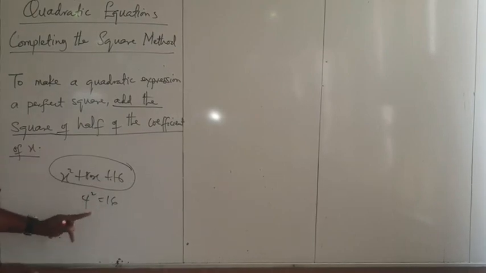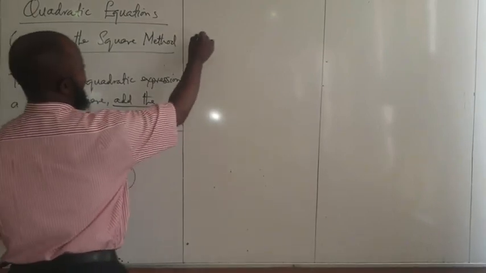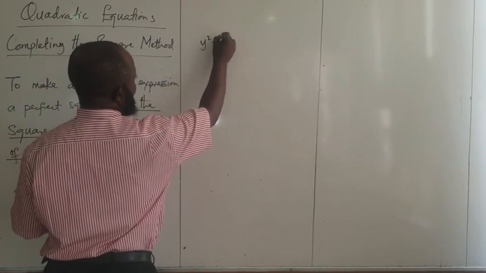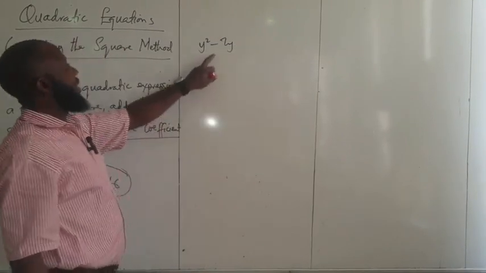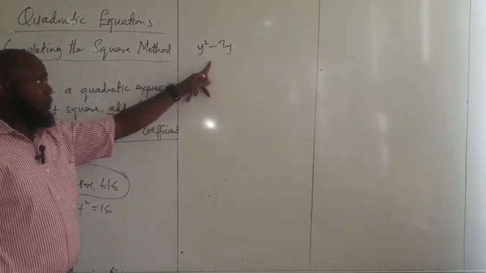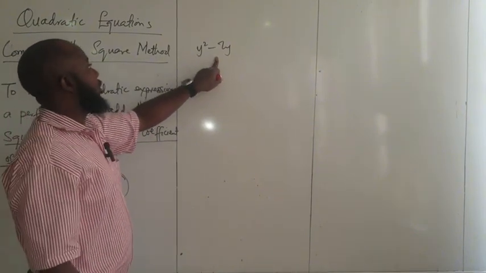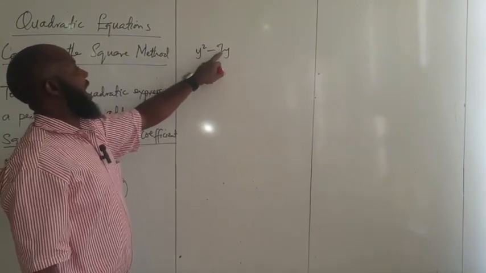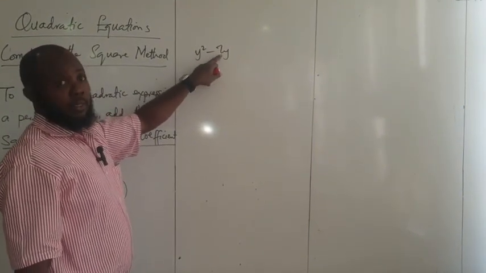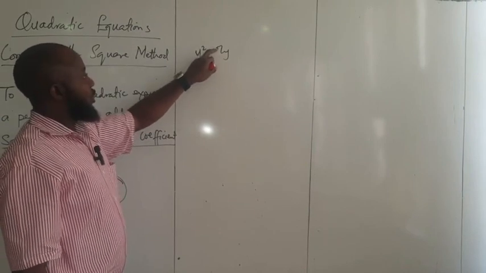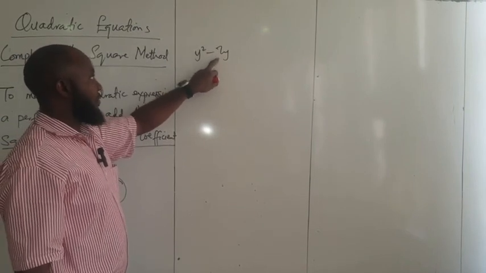I hope that is very clear. So for example, if you have another example, like y squared minus 7y, we want to make this expression a perfect square. So what we are going to do is add the square of half of the coefficient of y to it. The square of half of the coefficient of y.